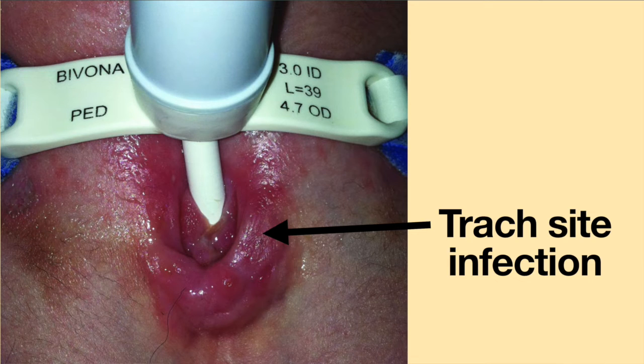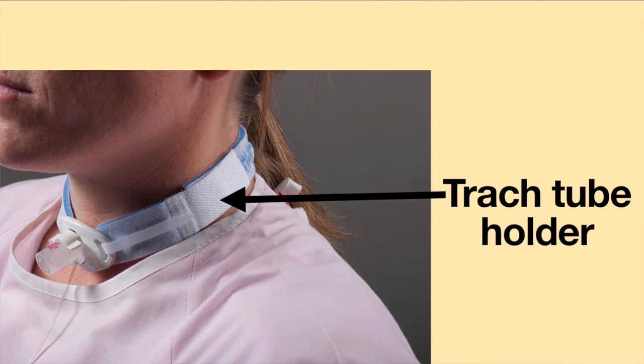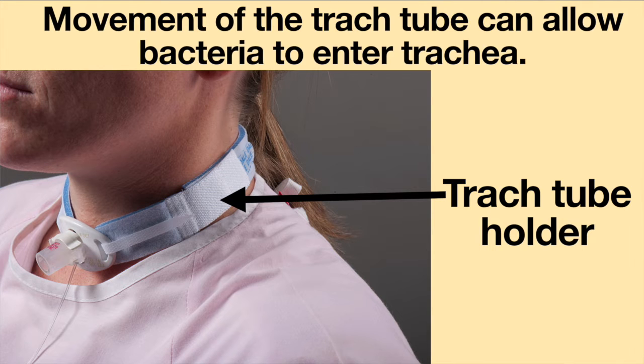Tracheitis can also occur when the tracheostomy site becomes infected. The skin infection can migrate into the airways from the natural movement of the tracheostomy tube in and out of the trachea. Although the tracheostomy tube holder keeps the tracheostomy tube secure, the tracheostomy tube still moves when you swallow, speak, sneeze, and cough. The movement of the tracheostomy tube can allow bacteria on the skin to enter the trachea.